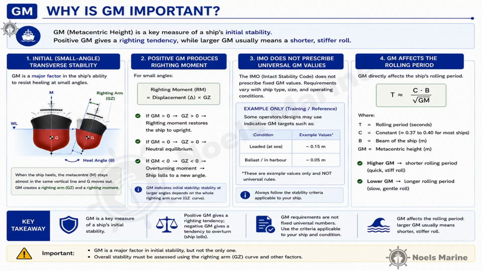That's our righting lever. Now, while the International Maritime Organization's intact stability code doesn't mandate a universal GM value, we do know one thing for certain. GM directly dictates the ship's rolling period. A larger GM means the ship rolls very fast, which results in a shorter, much stiffer roll.